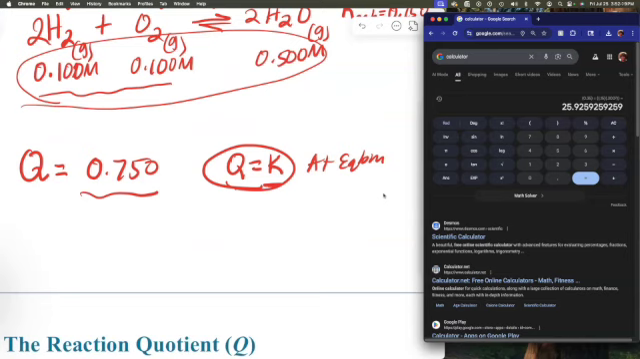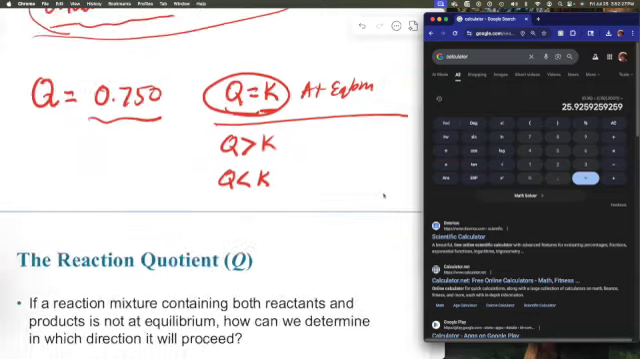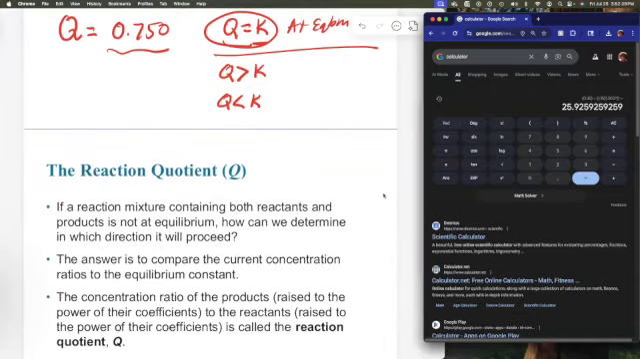There are situations where Q might be bigger than K. That means you got to equilibrium, then you overshot, you kept going, right? Or Q can be less than K. That means we haven't even reached equilibrium. Of course, then we can have Q at K. I feel like I'm getting ahead of myself. The purpose of the reaction quotient is to tell us how the reaction will change, either by going to the right or further left to get to equilibrium.